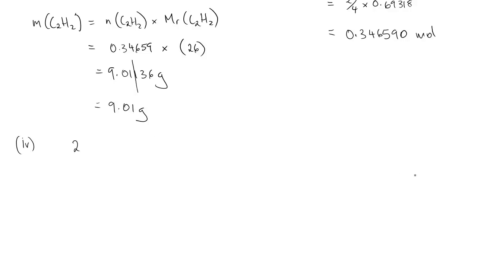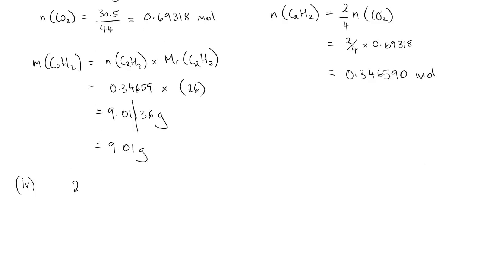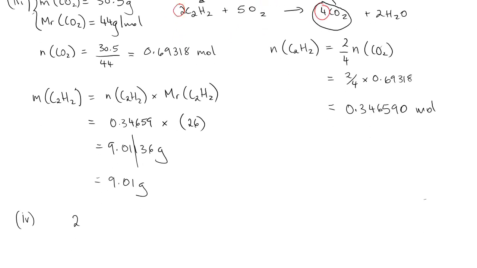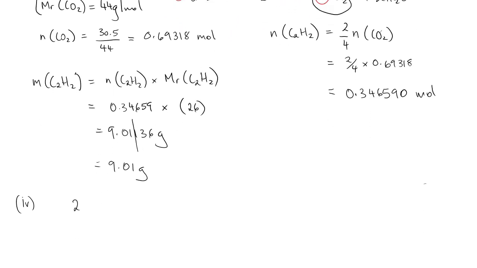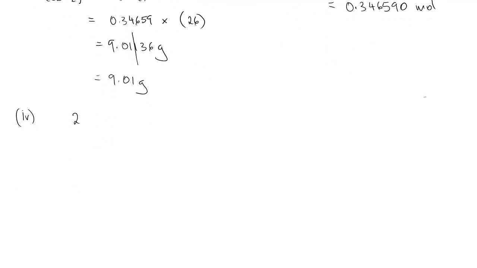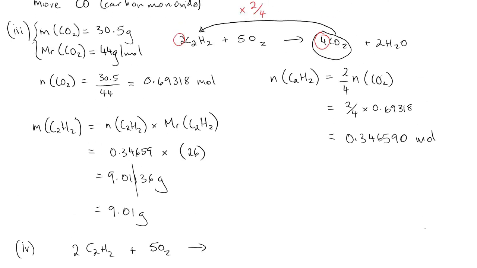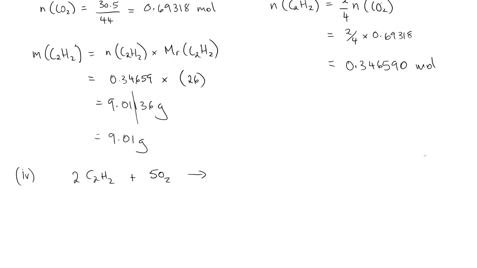So just double checking. C2H2 plus 5 oxygens. Okay. C2H2 plus 5 oxygens gives us 4 carbon dioxides plus 2 waters.